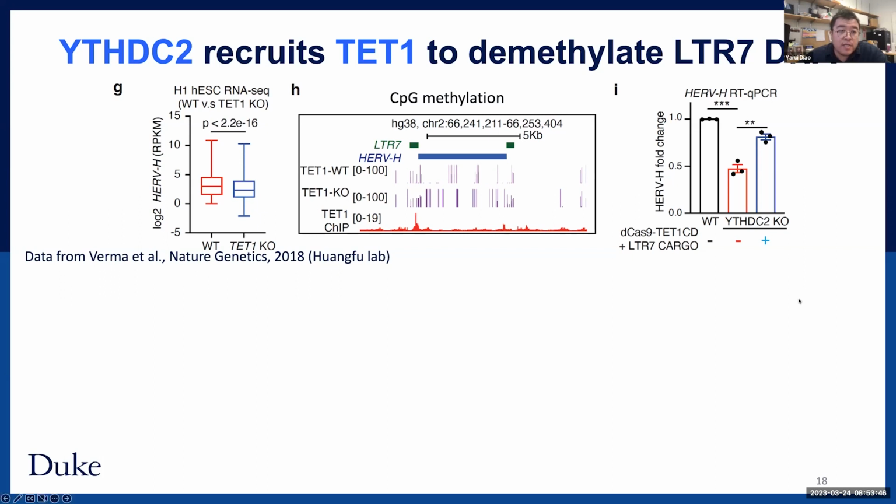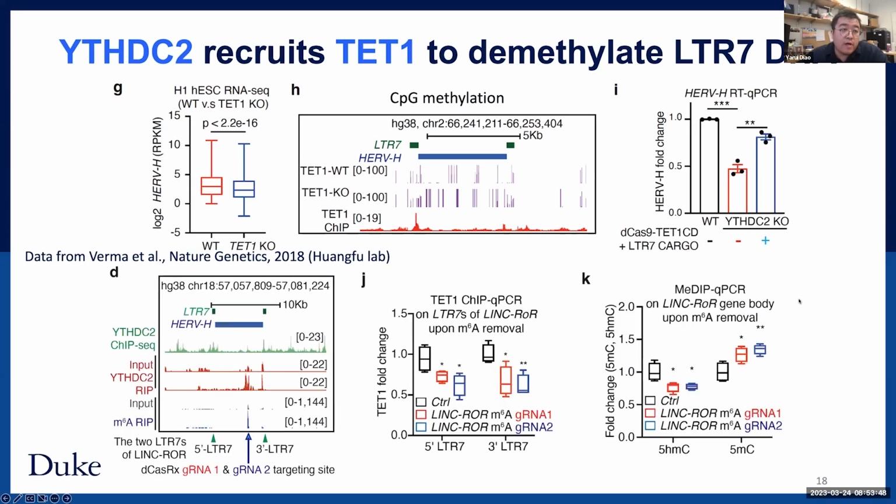And consistent with this model, we also looked at the changes of TET1 binding, 5-mC and 5-hmC using epitranscriptome editing technology. We found that when the m6A modification of the linker RNA was removed, the binding of TET1 was lost on the two LTR7 sequences flanking the linker RNA. And we also observed a gain of 5-mC and loss of 5-hmC signal.